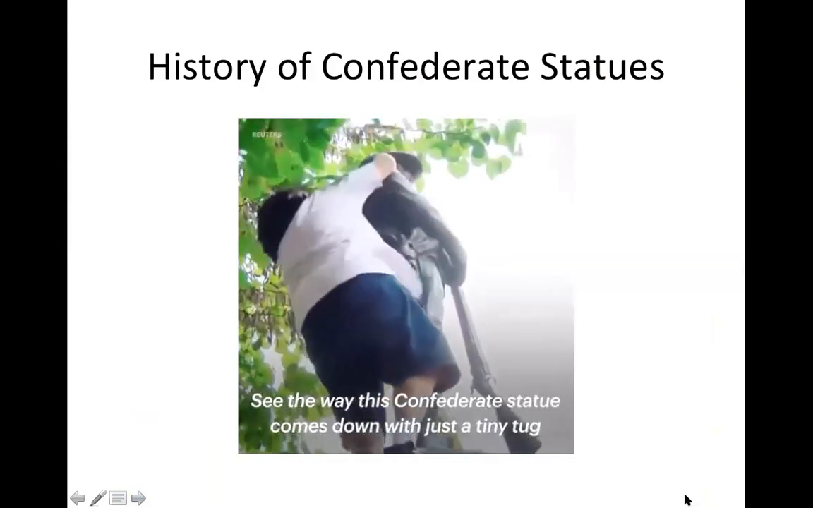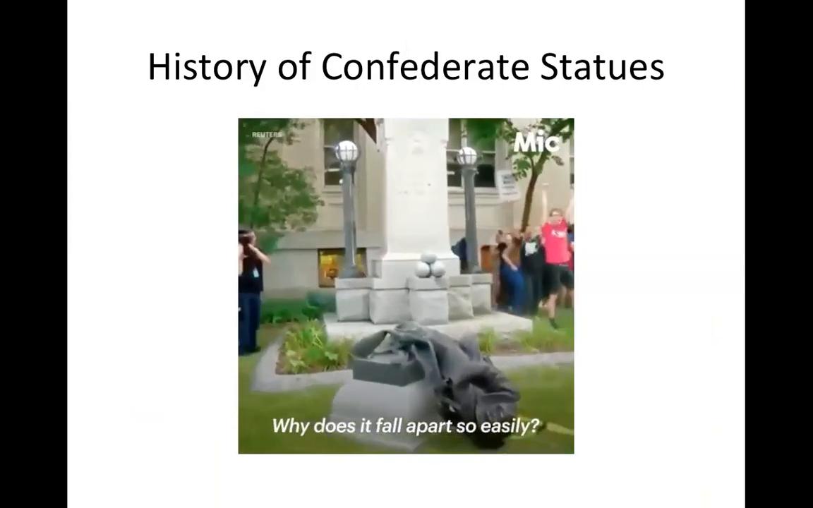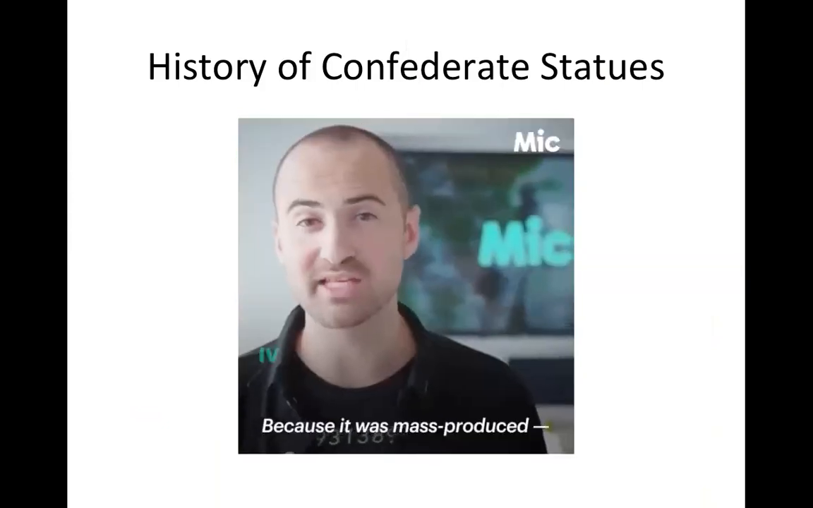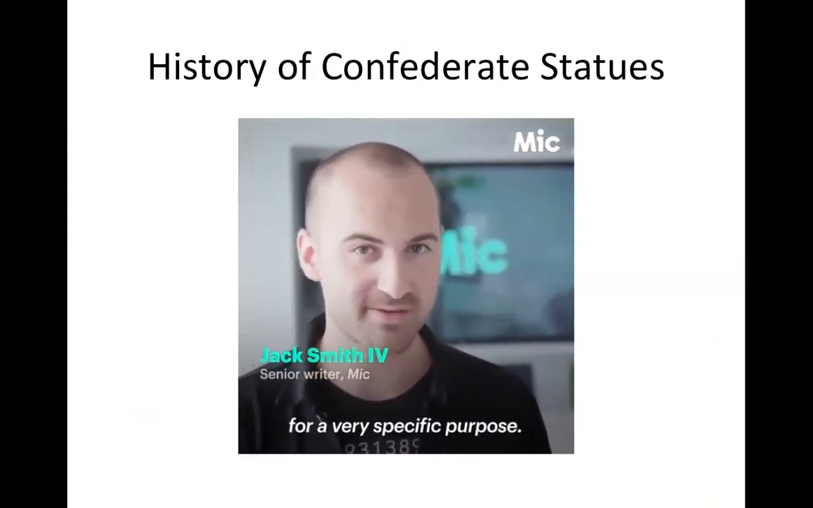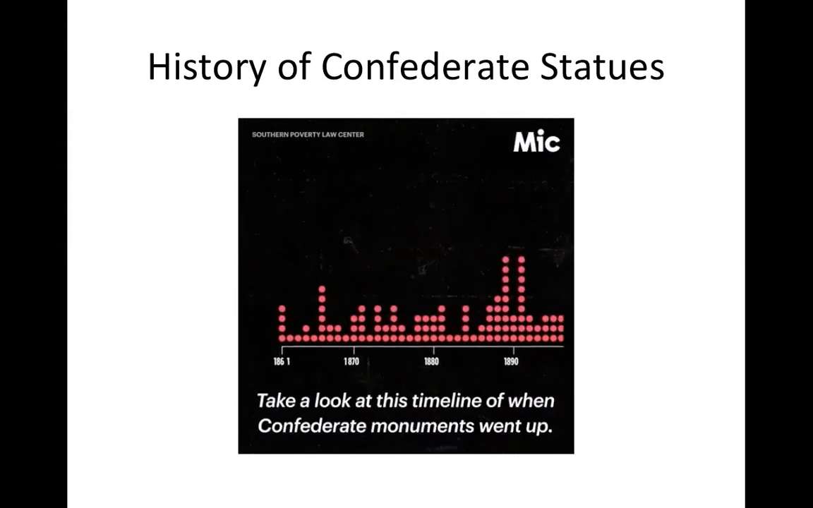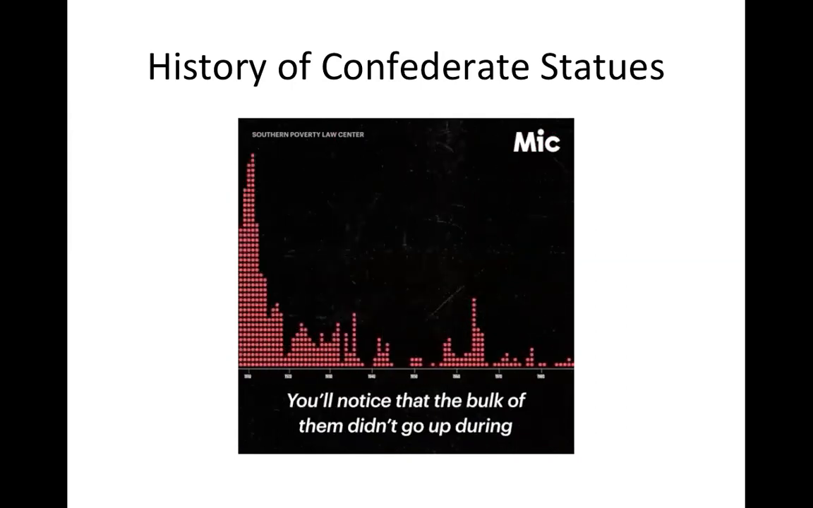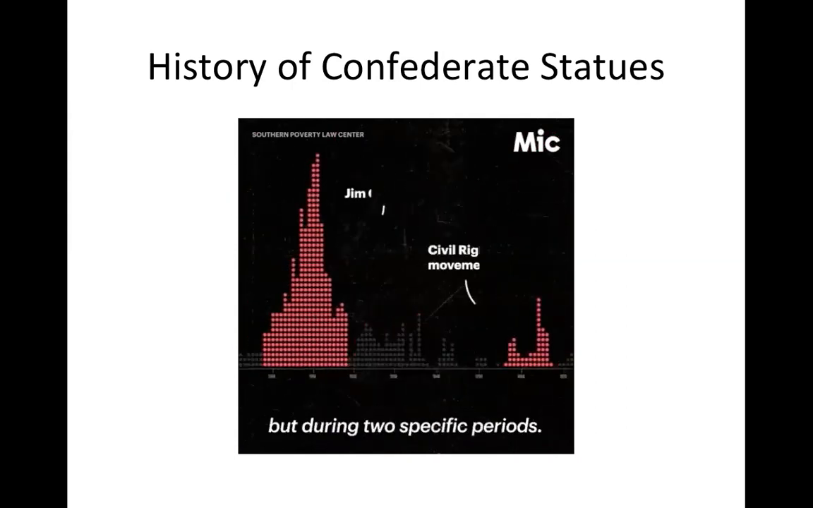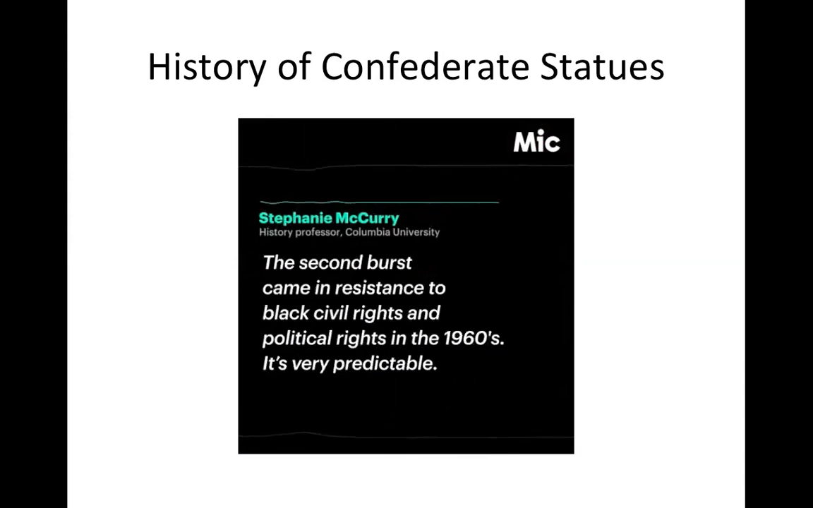This Confederate statue comes down with just a tiny tug and then crumples up like a paperclip when it lands. Why does it fall apart so easily? Because it was mass-produced quickly, cheaply, and most importantly, for a very specific purpose. Take a look at this timeline of when Confederate monuments went up. You'll notice that the bulk of them didn't go up during or even shortly after the Civil War, but during 2 specific periods. It came at the turn of the century when white Southerners were attempting to disfranchise Black people, and the second burst came in resistance to Black civil rights and political rights in the 1960s.